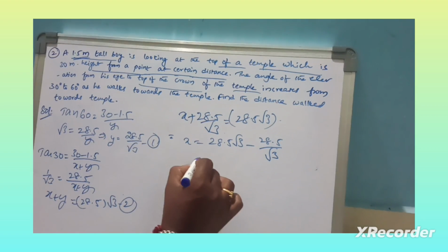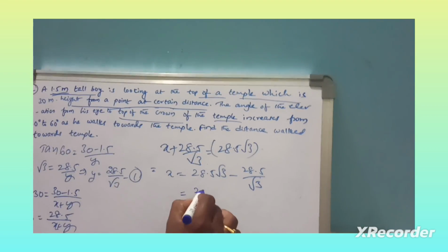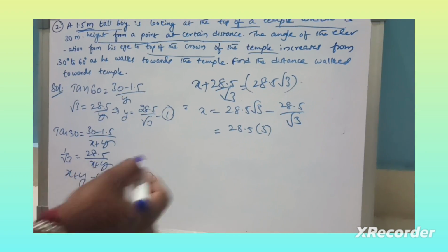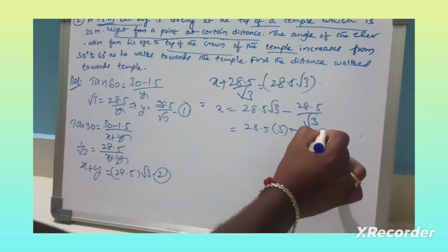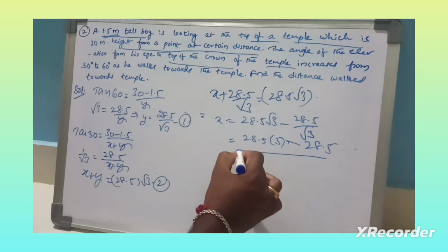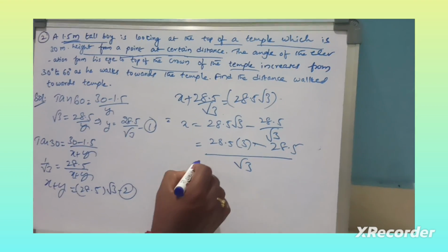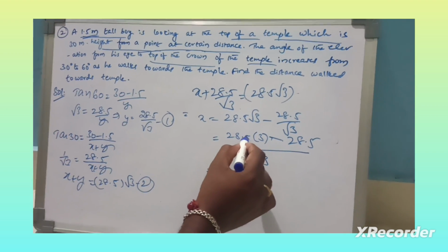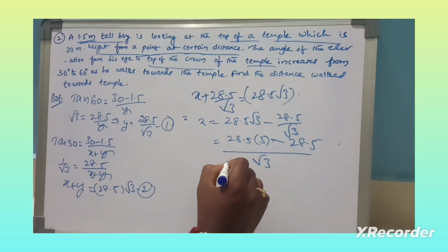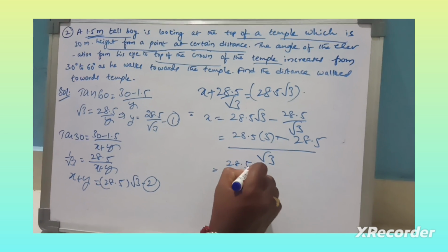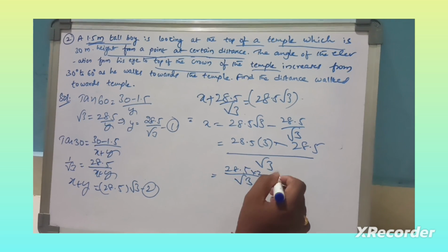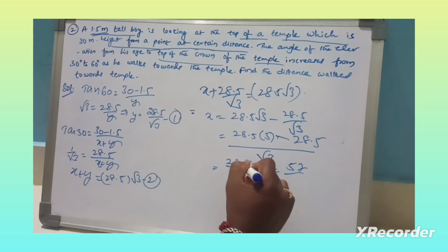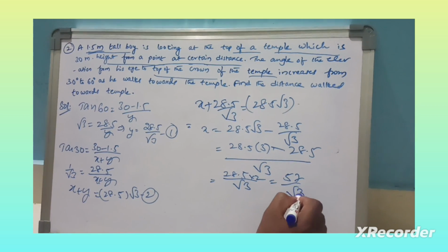Now 28.5 root 3 is equal to 28.5 into 3 by root 3. Root 3 squared, the roots get cancelled, minus 28.5 as is, as our denominator is already root 3. Now 3 minus 1 is 2. If you take 28.5 as common, then we have 3 minus 1, which equals 28.5 into 2 by root 3. Now 28 and 28 is 56, and it will be 57 by root 3.